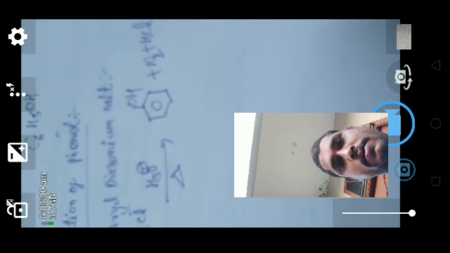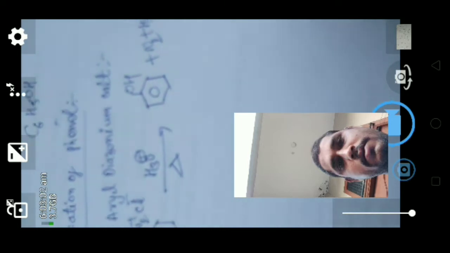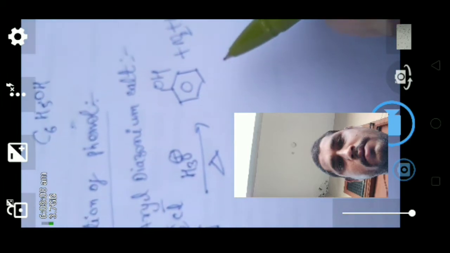Here, benzene diazonium chloride, when you react it with heat in the presence of acidic medium, gives phenol. This reaction proceeds via aromatic unimolecular nucleophilic substitution reaction.